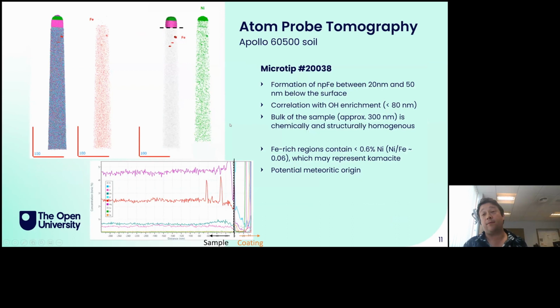The next tip we looked at was completely different. Nanophase iron was very localized, just within sort of 20 to 50 nanometers below that surface. And in this case, it does correlate with OH. So again, you get this little uptick of OH right at the sample surface, which is about the same depth, up to about 100 nanometers. But importantly, we do actually find nickel within these nanophase iron grains. So it's almost kamacite composition, and that's suggestive of a meteoritic origin for these nanophase iron grains in particular.